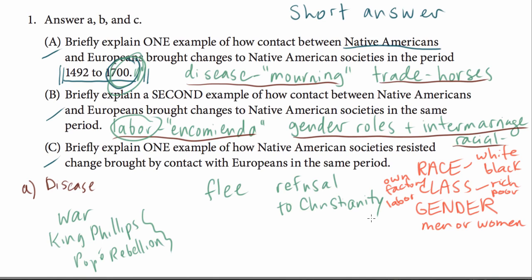And I should think 2 out of the 3 of these are fairly simple. I think disease and also warfare are things that are going to come to mind right away when we think about this early period of contact. It's the second example that's really going to make you reach. And for that, I recommend this strategy of considering race, class, and gender, because among one of them, there's definitely going to be something that is relevant.